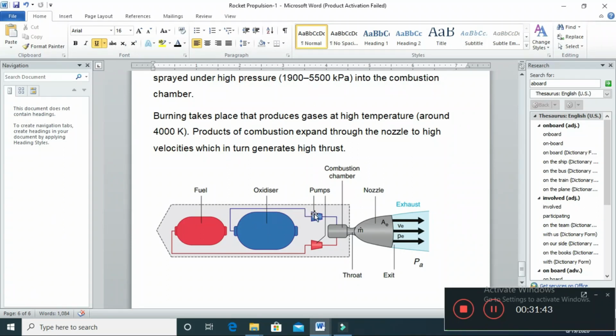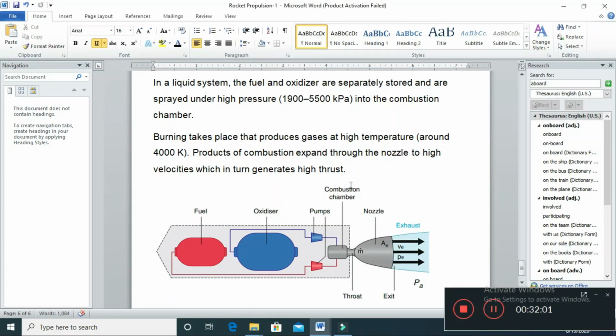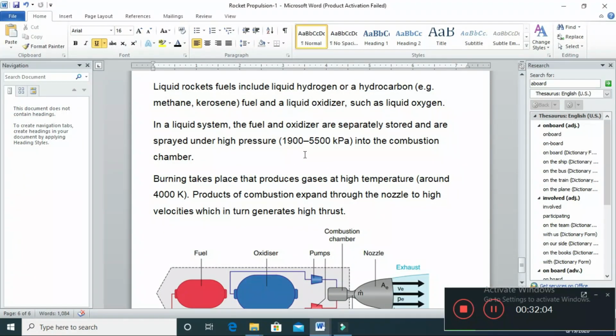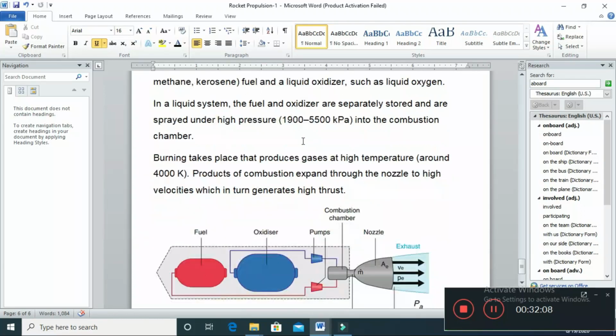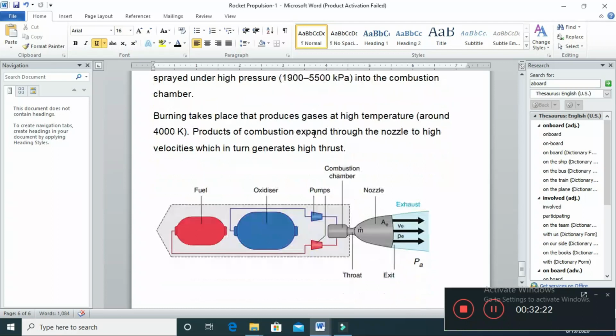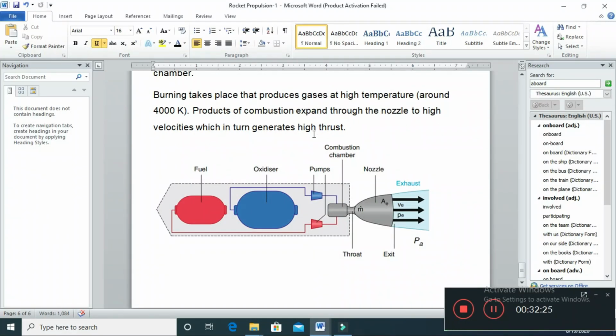There is a pump for moving the oxidizer, and there is a pump for moving the fuel, and this is the combustion chamber. The combustion results in high velocity exhaust gas, and we get supersonic flow at the exit of the converging-diverging nozzle. And this is the pressure value within the pressure vessels of the fuel and oxidizer, a maximum or typical pressure of up to 5.5 megapascal, and as the fuel expands, the temperature reaches up to 4000 Kelvin. After the combustion process, this is the temperature which is achieved.